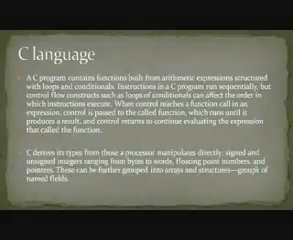C derives its types from those a processor manipulates directly: signed and unsigned integers ranging up to words, floating point numbers, and pointers. These can be further grouped into arrays and structures, groups of named fields.